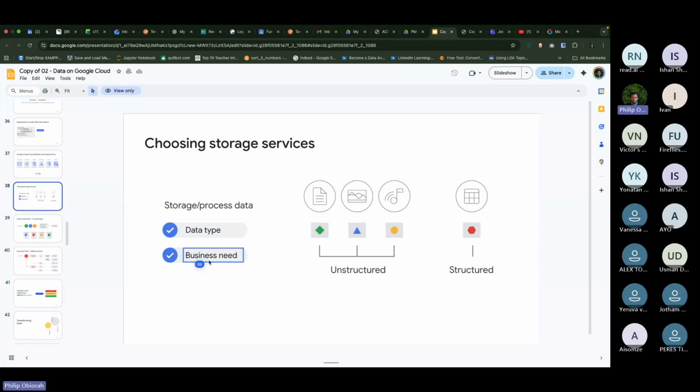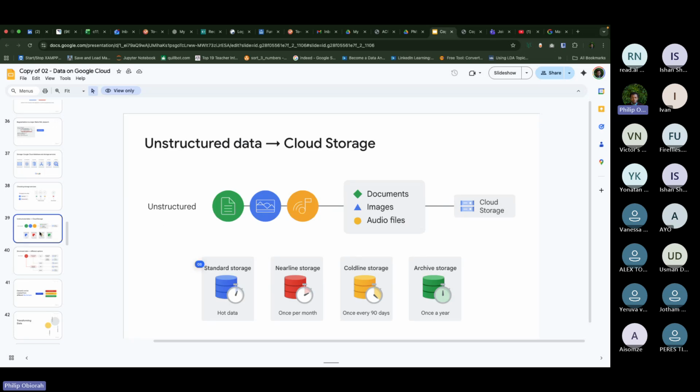Do you want to use it for analysis, instant analysis, or for transaction? All right, so there are analytical databases and transactional databases. Now, for data that is unstructured, which can be text, images, audio, files, what do you use? Use cloud storage. Cloud storage will be your best bet.